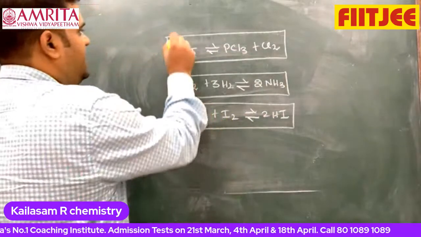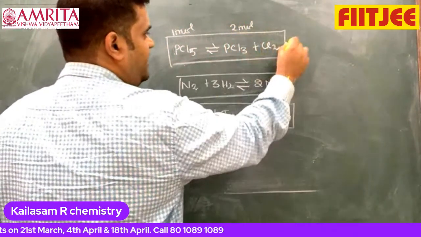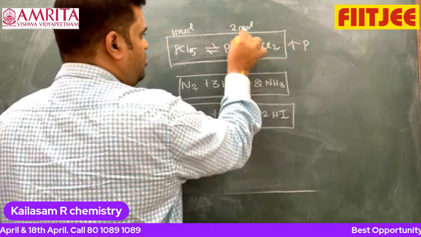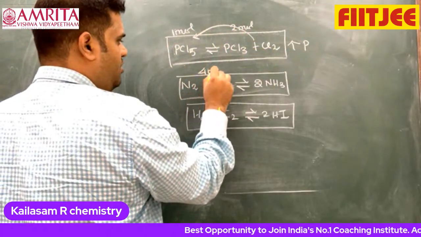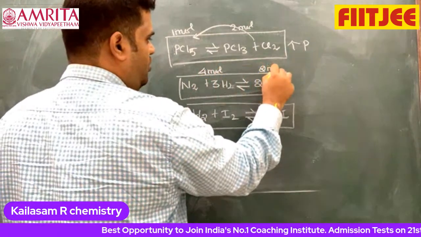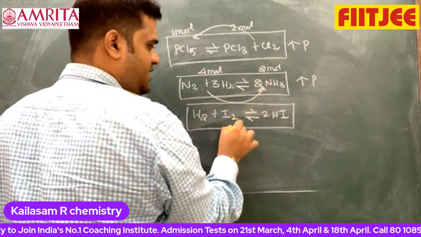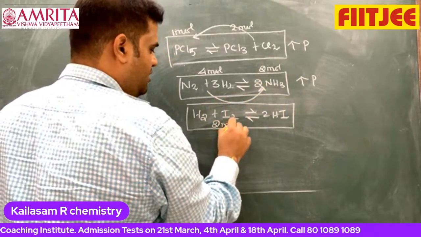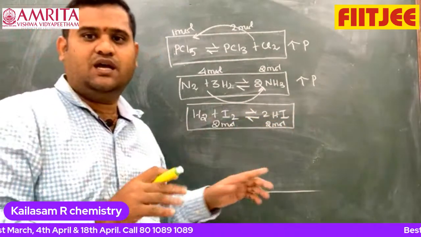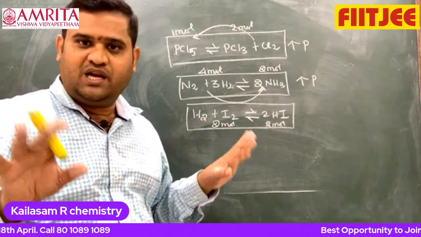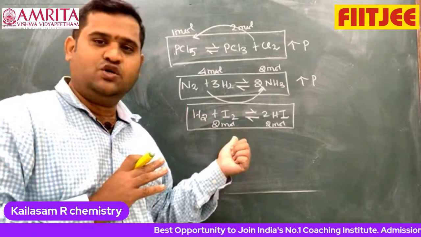Now here I can say 1 mole, here 2 moles. So when I increase pressure, equilibrium goes towards backward. Look at this case: here 4 moles, here 2 moles. On increased pressure, equilibrium goes forward. But in this case, here also 2 moles, here also 2 moles. Therefore, when I increase or decrease pressure, nothing is going to affect the equilibrium. Equilibrium remains the same when delta n is equal to 0.